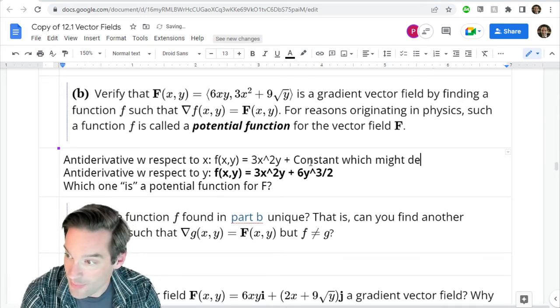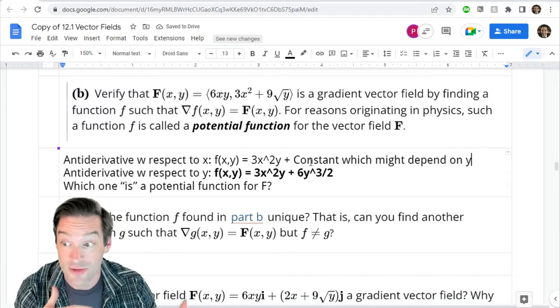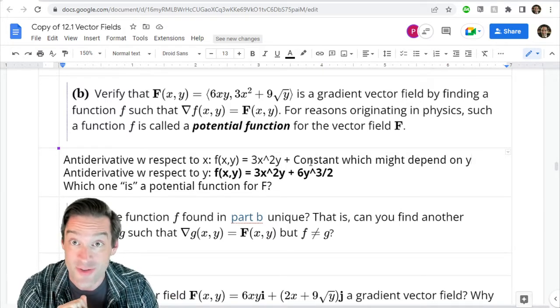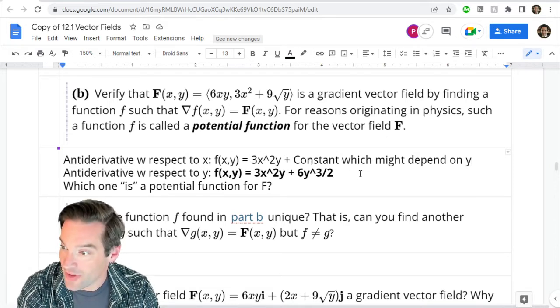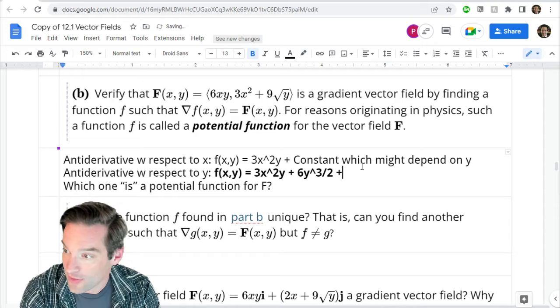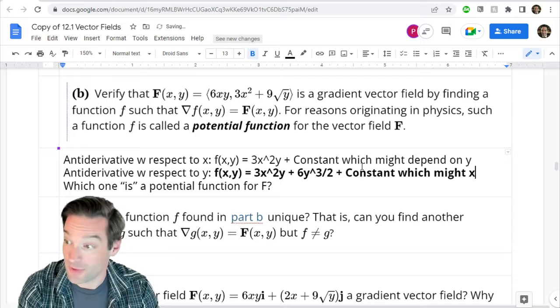Constant which might depend on y, because we treated y like a constant in the process of taking an antiderivative where x was the variable, right? This is the game that we play when we do partial differentiation. And then the same thing is true when we took the antiderivative here with respect to y. We could have also had a constant here, and that constant might depend on x.